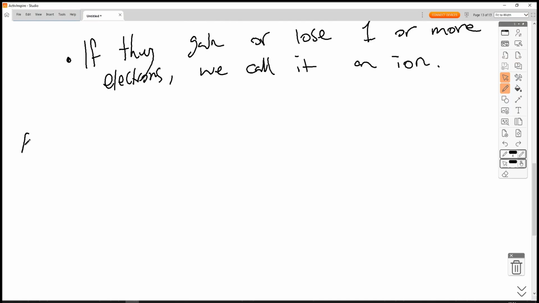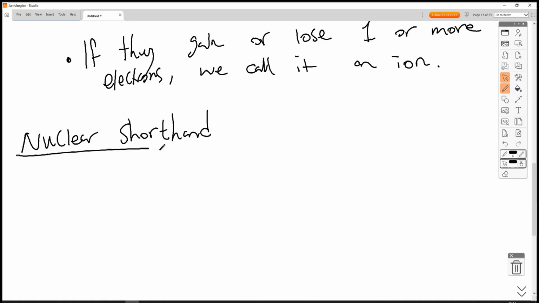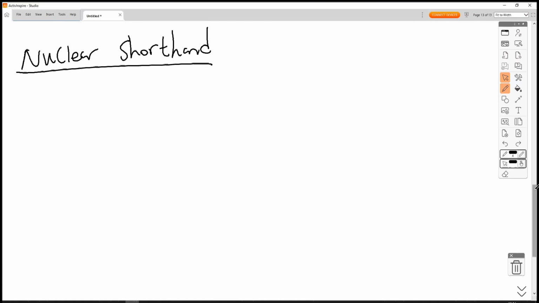Next we'll do a subheading, nuclear shorthand. So the nuclear shorthand is just how we write about different atoms as their symbols and numbers. So I'm going to start with an arbitrary atom or element. We're going to call it X. And it has two numbers, the A and the Z number. A being the top number, Z being the bottom number.